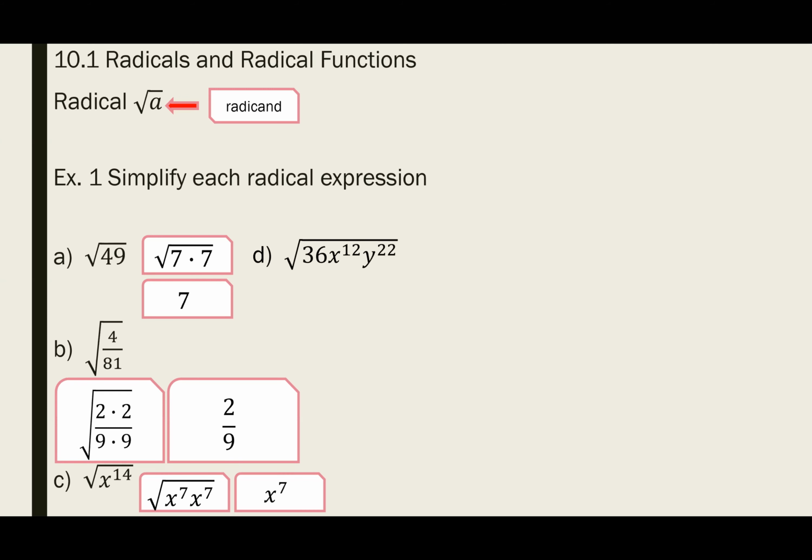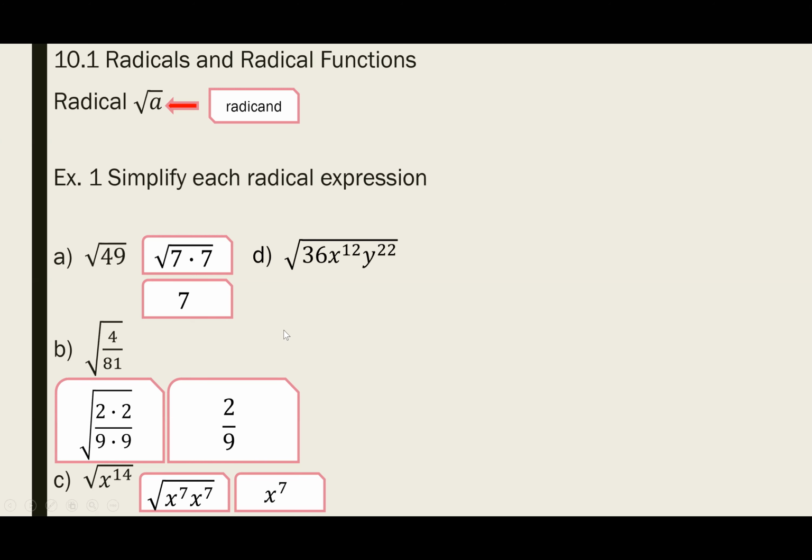Now, let's take a look at this problem here. As you can see, if we have a perfect constant, that's easy. If we have an exponent, that's easy. What happens if you have a constant and the exponent?